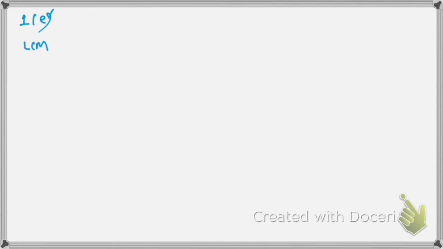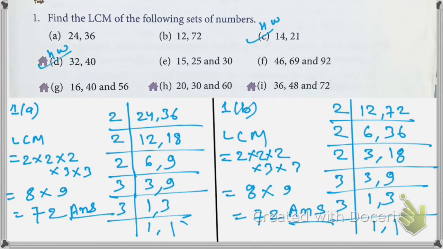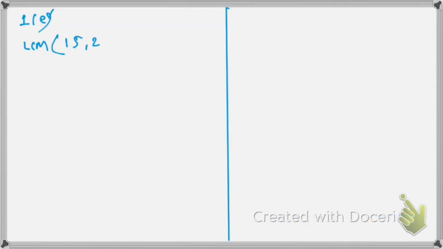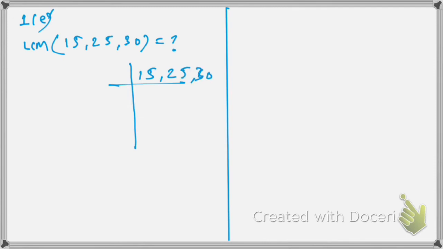I have to find the LCM of 15, 25 and 30. So let's divide them by 5: 3 times, 5 times, 6 times.